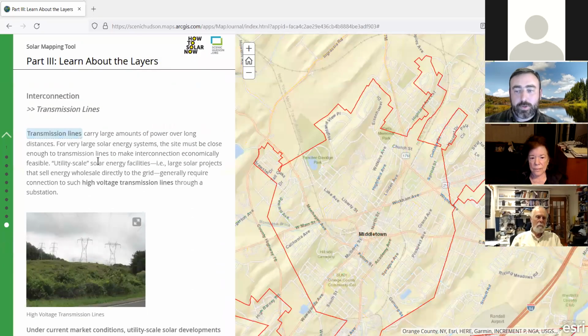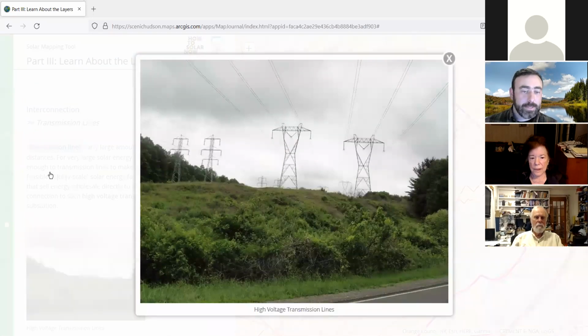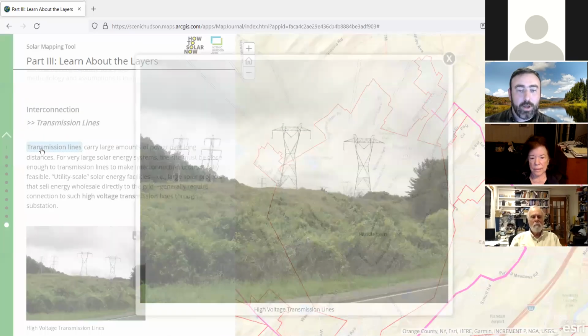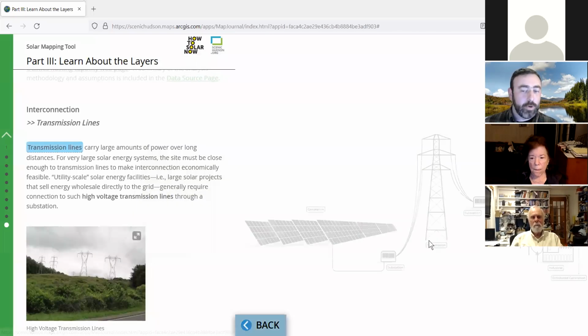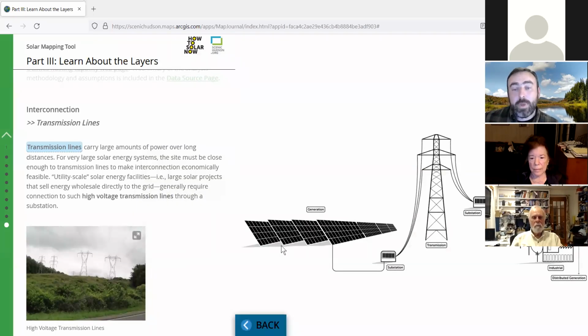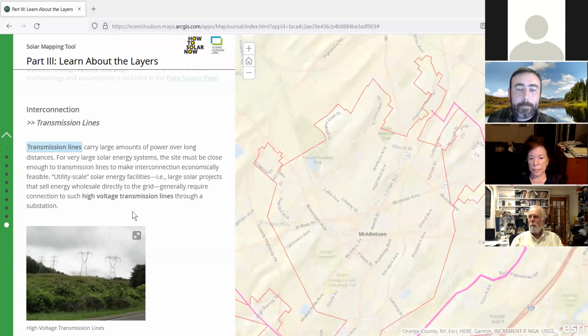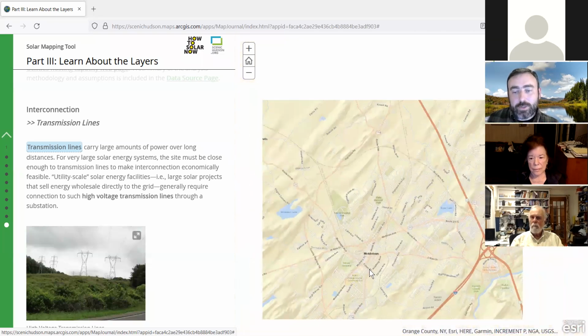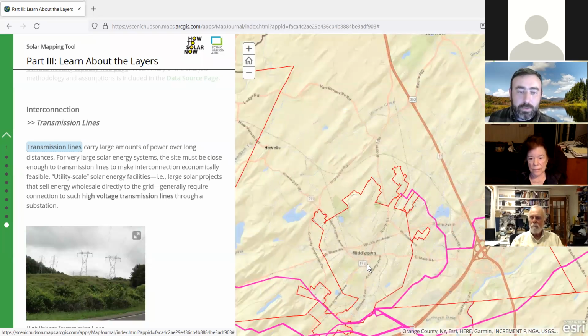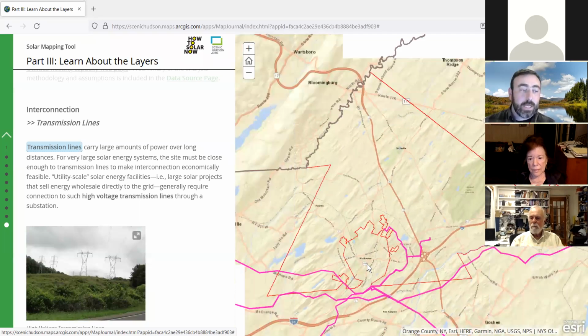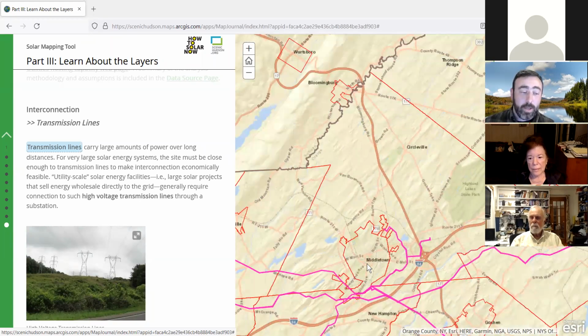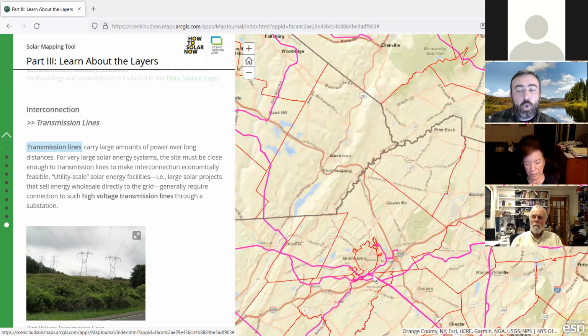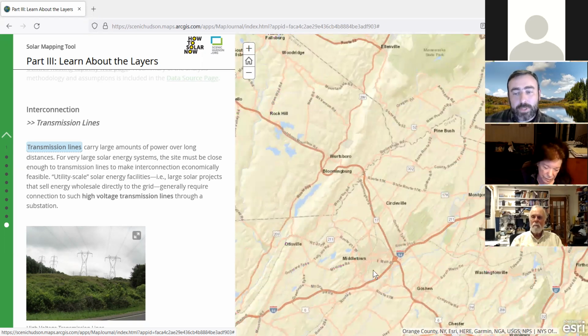Now we're going to go to transmission lines. That's the big guys. These are the long distance, large scale lines moving large amounts of electricity from large power plants across long distances. And so these are relevant to utility scale solar development. And when we say utility scale, it's usually 20 megawatts or above. So you're looking at something like 100 acres. These are the really, really large scale projects.